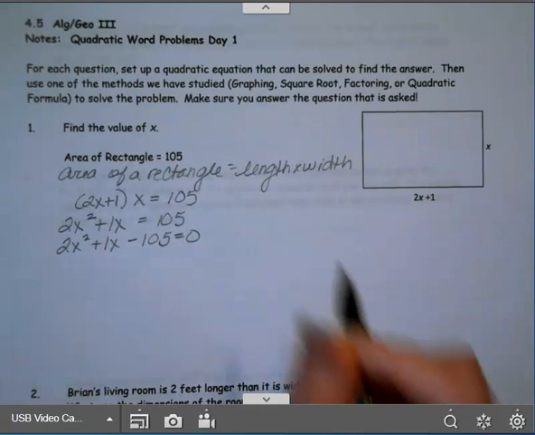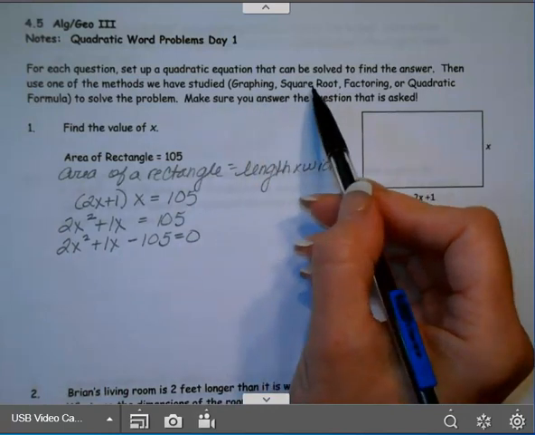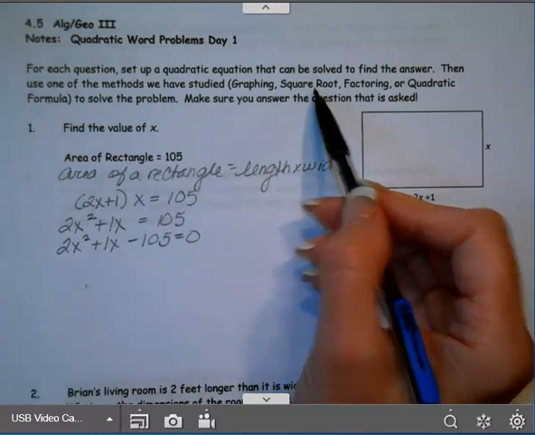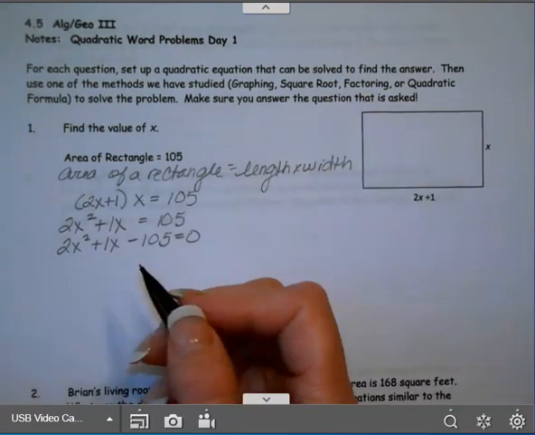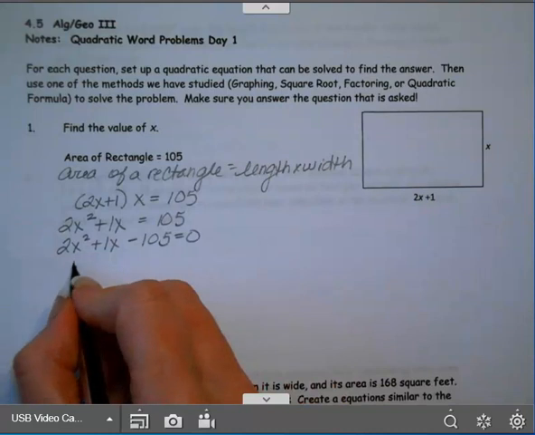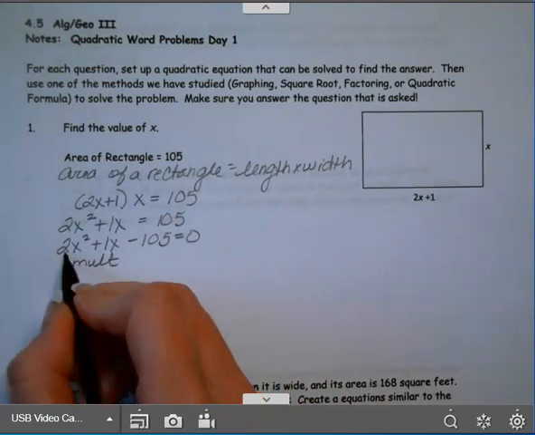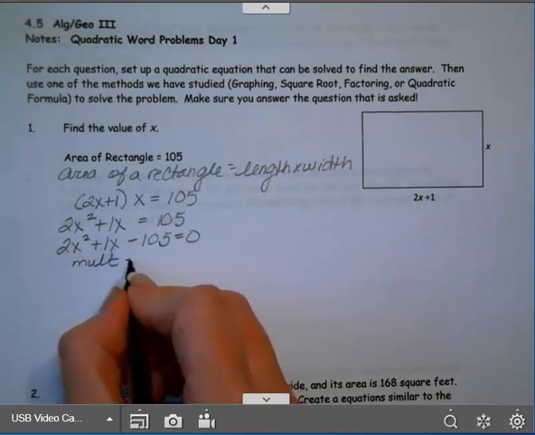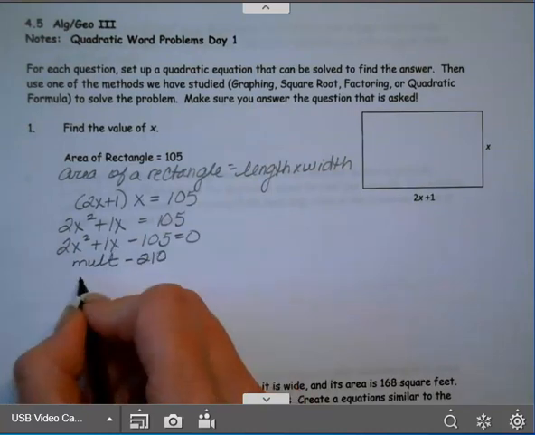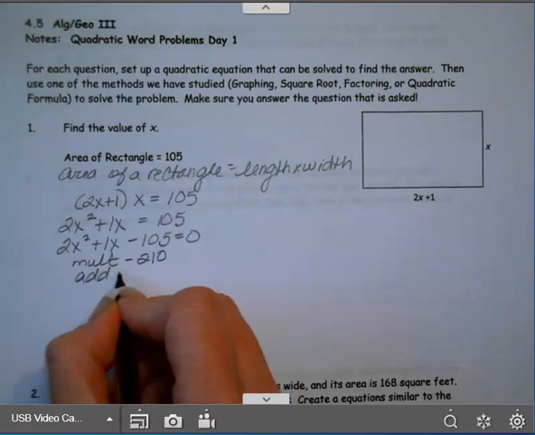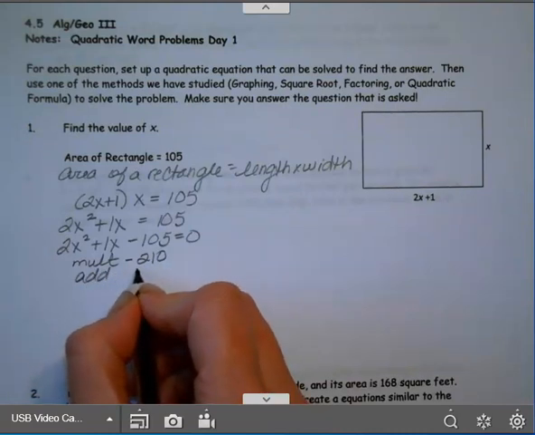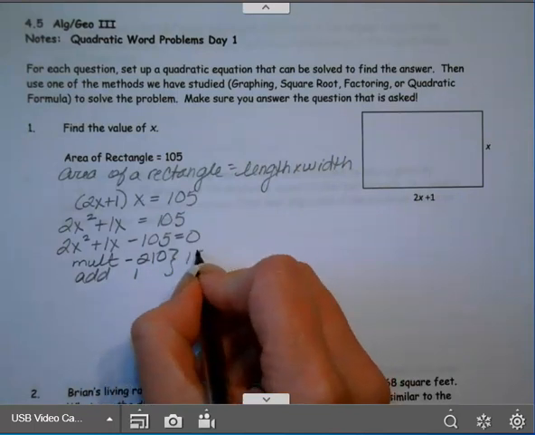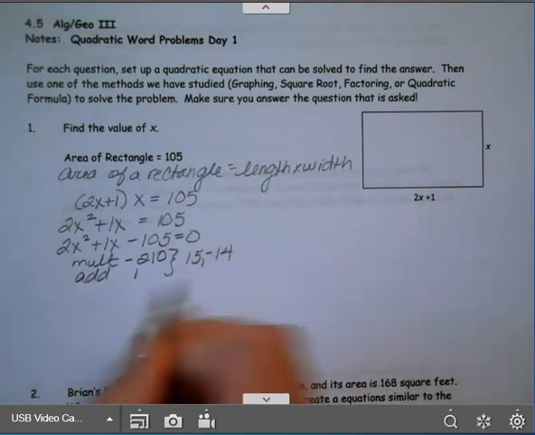I don't have a graph, so graphing is not what I'll choose. Square roots is a bad choice because I have a middle term, I have an x term here. Let's look at factoring. Is there anything that multiplies? And we have a leading coefficient of 2, so you have to multiply that with the constant. So it multiplies to negative 210 and adds to 1. And numbers that do that are 15 and negative 14.